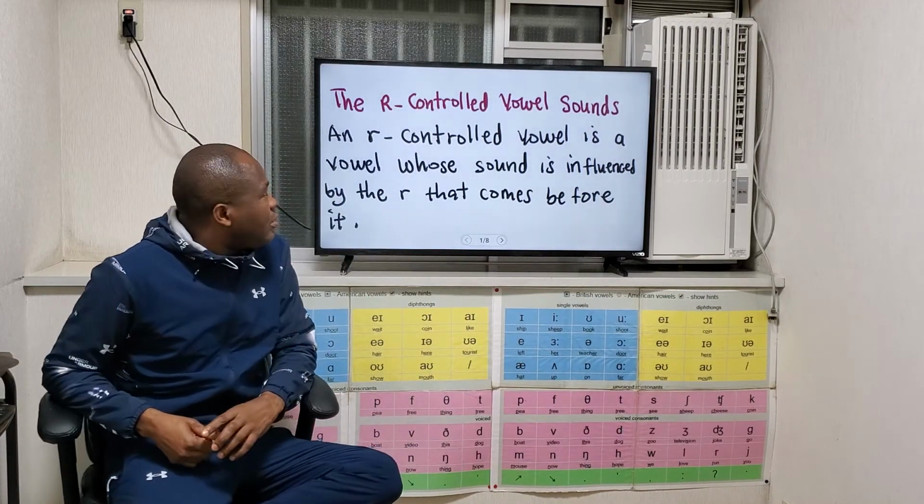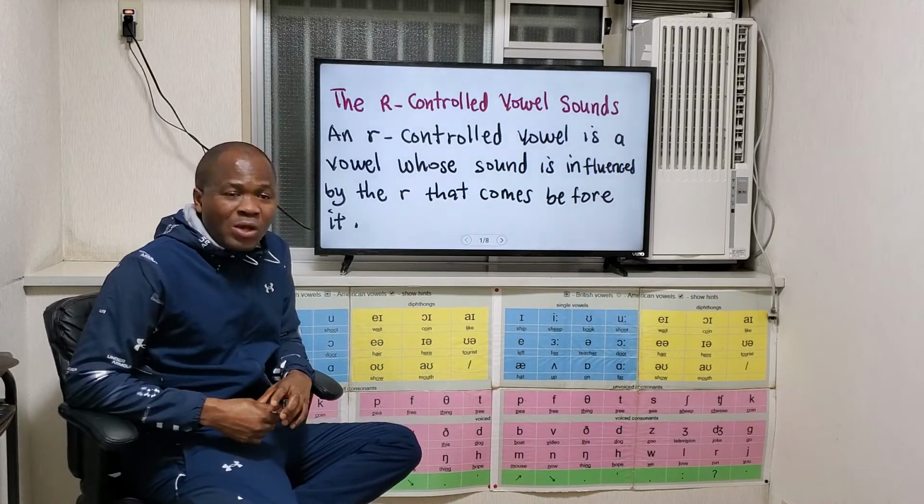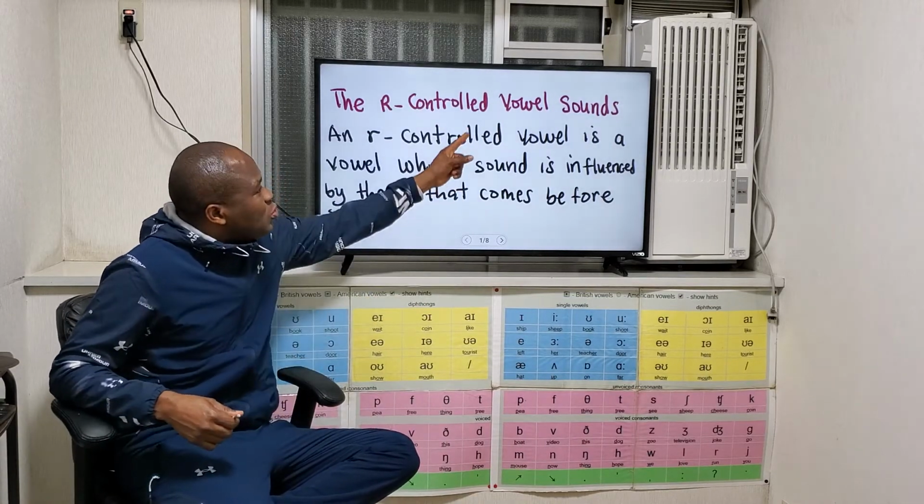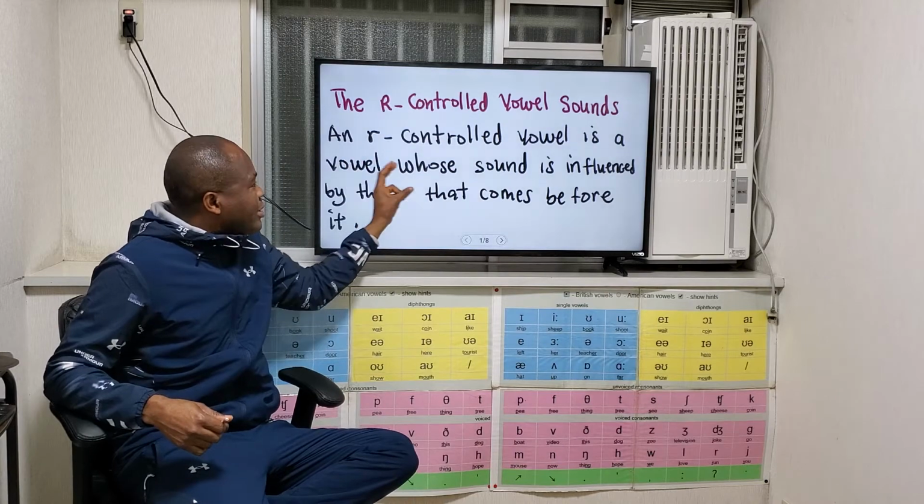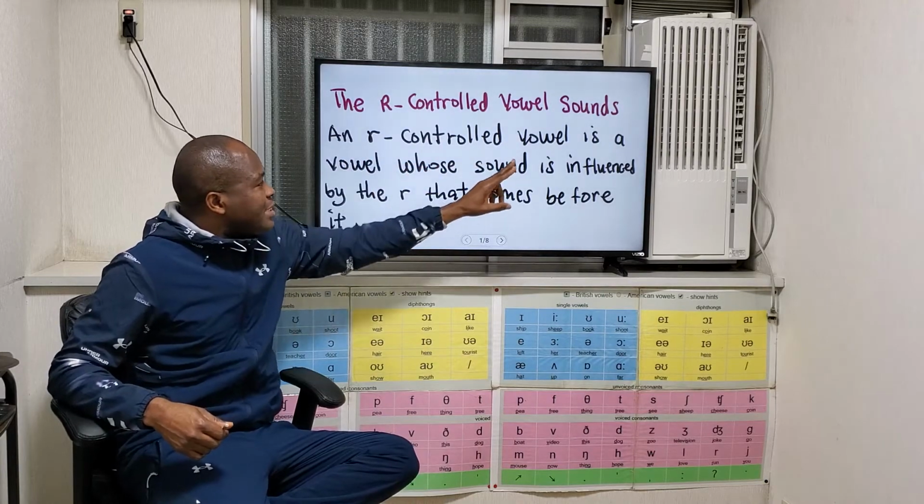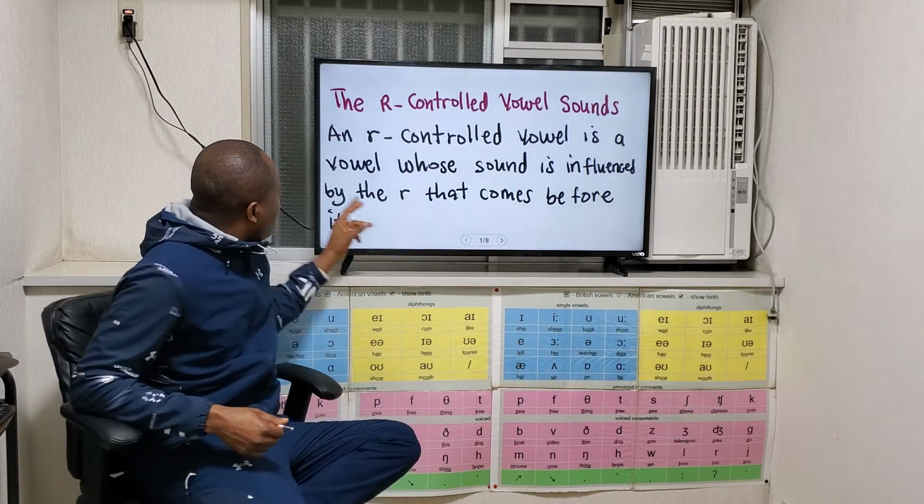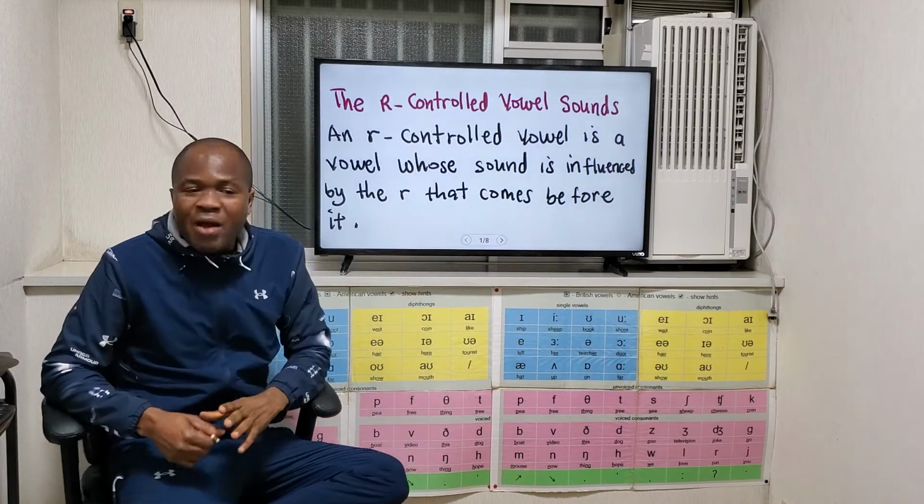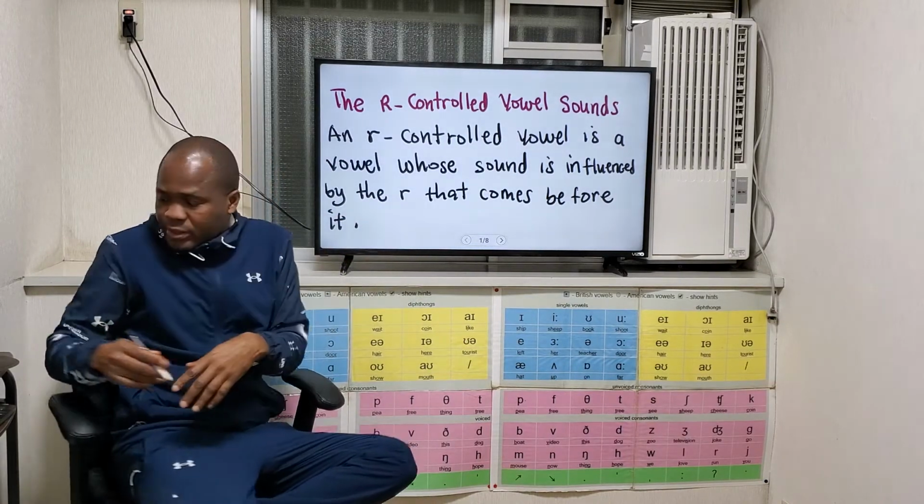Let me go one more time. The R controlled vowel sounds. An R controlled vowel is a vowel whose sound is influenced by the R that comes before it. Let's move on.